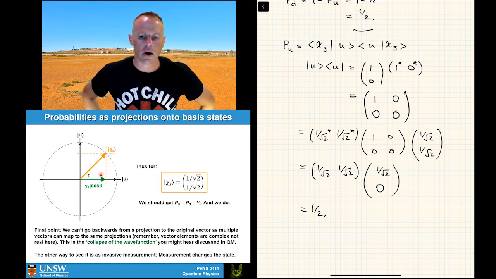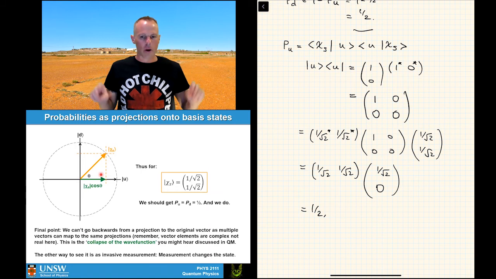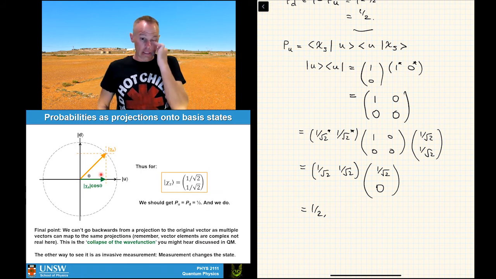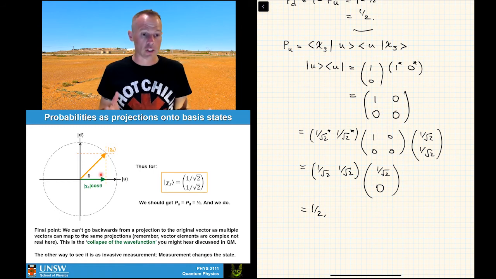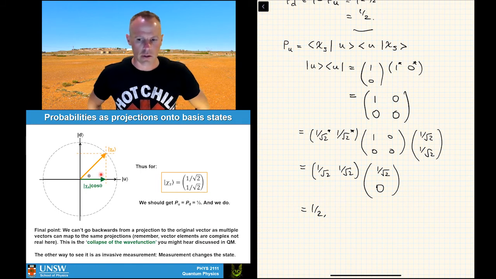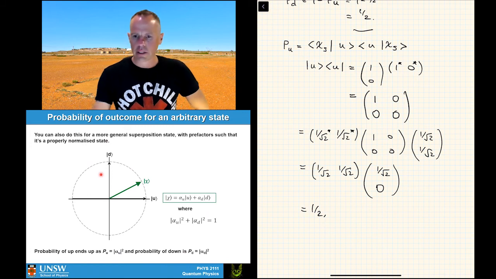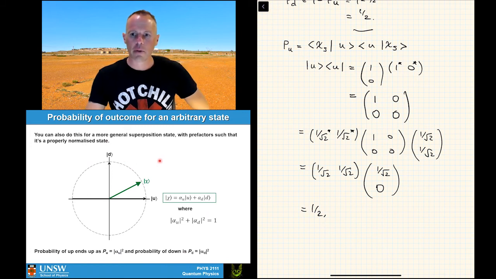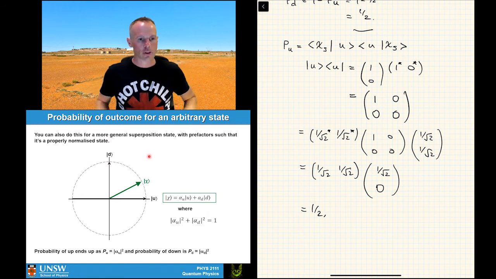I actually prefer to not think about this much anymore as collapse of the wave function and more to see it instead as just something that's part of measurement being an invasive process, right? Measurement changes the state, and it changes the state because you basically have to project onto a basis vector in order to do the measurement. Okay, so I'm not going to go into this one too deeply. The probability of outcome for an arbitrary state then just follows in exactly the same way, okay?